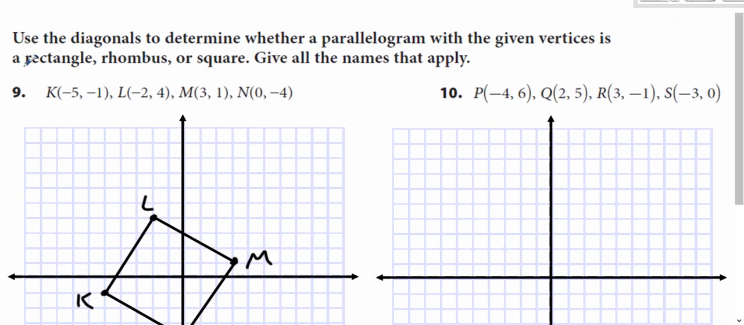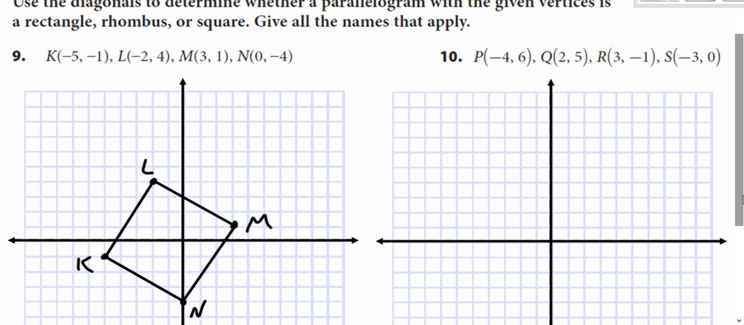So the directions say use the diagonals to determine whether the parallelogram with the given vertices is a rectangle, rhombus, or square. So it tells us it's a parallelogram. So we can just jump in with the diagonals and check to see if the diagonals are congruent, it is a rectangle. If the diagonals are perpendicular, it's a rhombus. And if both of those are true, then it's a square.